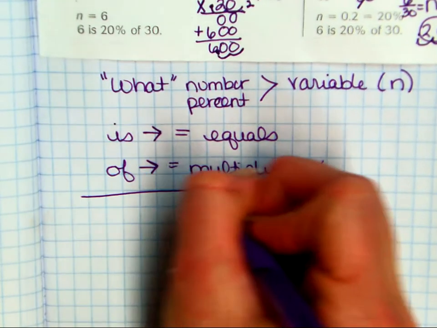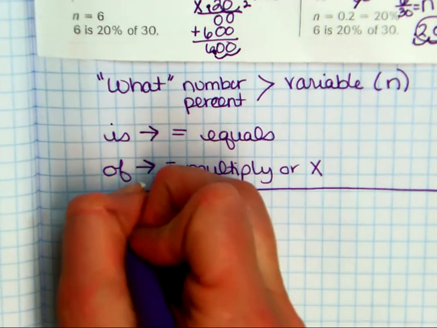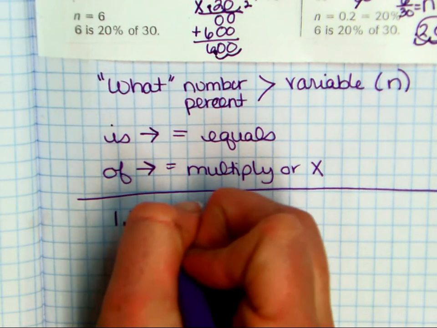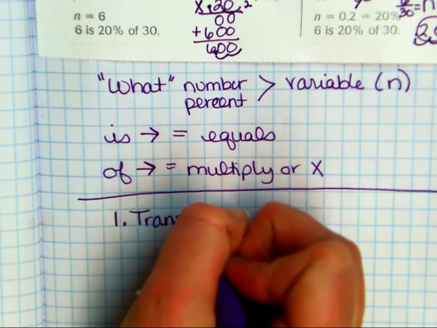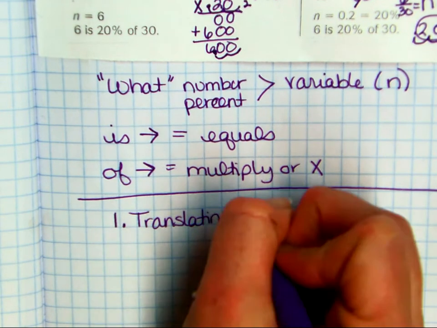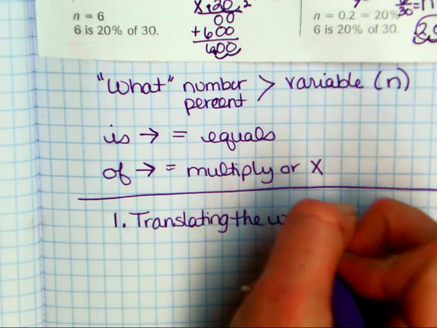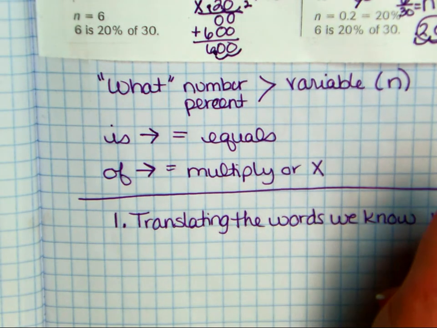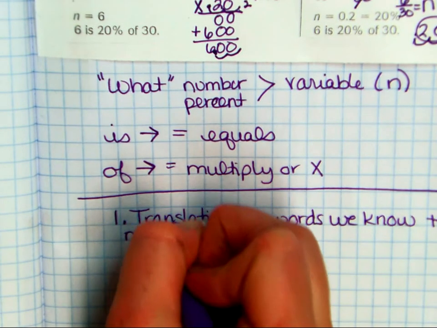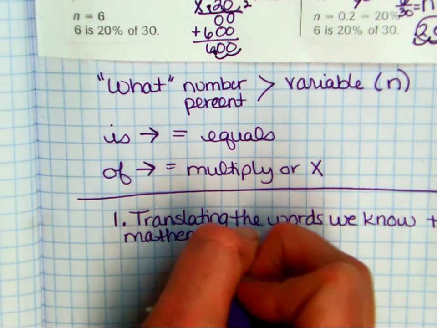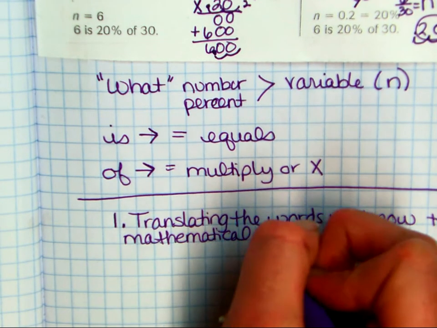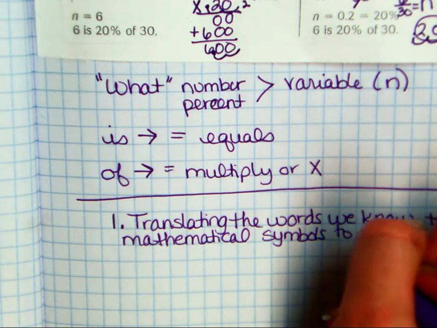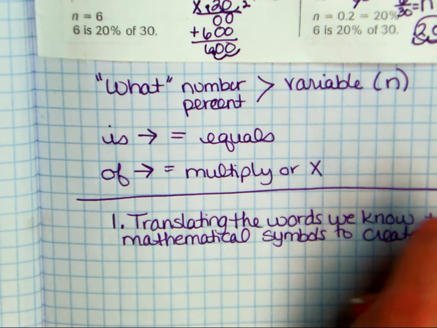We know that the process that we're going to do is we are going to start off by translating the words we know to mathematical symbols to create an equation.